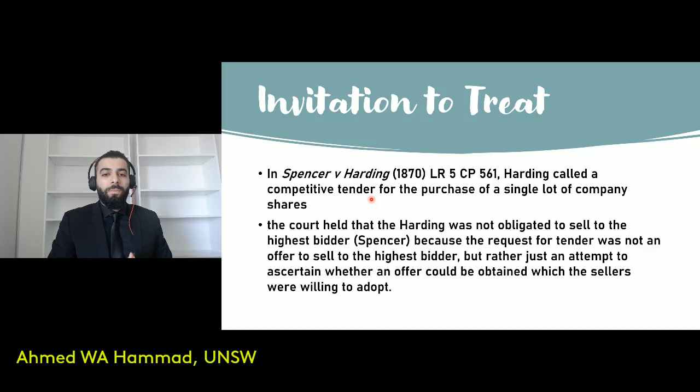The authority case when it comes to invitation to treat is Spencer and Harding. Now the case is basically we had a company, Harding. They issued a tender for the sale of shares of the company, and Spencer was the highest bidder, but still didn't get the shares. So the issue was whether that invitation to treat, the tender, was an offer or not. And of course, the court said that it was an invitation to treat, not an offer. So Harding wasn't obliged to accept Spencer's bid just because Spencer thought that it was an offer. It was an invitation to treat, and it was up to Harding to decide whether they would accept or reject the offers that were made to it.